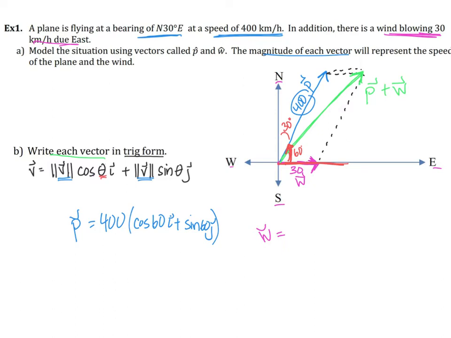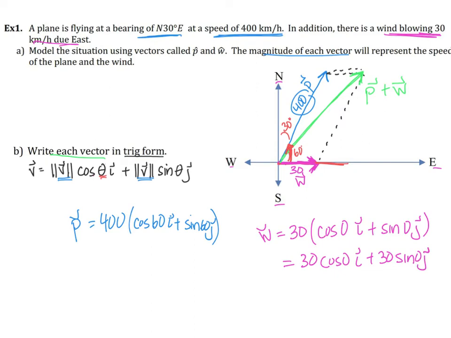And now that I've demoed that for you, you could try wind on your own. Again, you have your magnitude, which is 30. Here, your angle is 0, right? So it's just cosine of 0 i plus sine of 0 j. If you didn't want to factor out, you could have just written them separately, 30 times cosine of 0 i plus 30 times sine of 0 j. That also works. So up to you. Both are acceptable. You can factor it out like I did originally, or you can write it distributed.